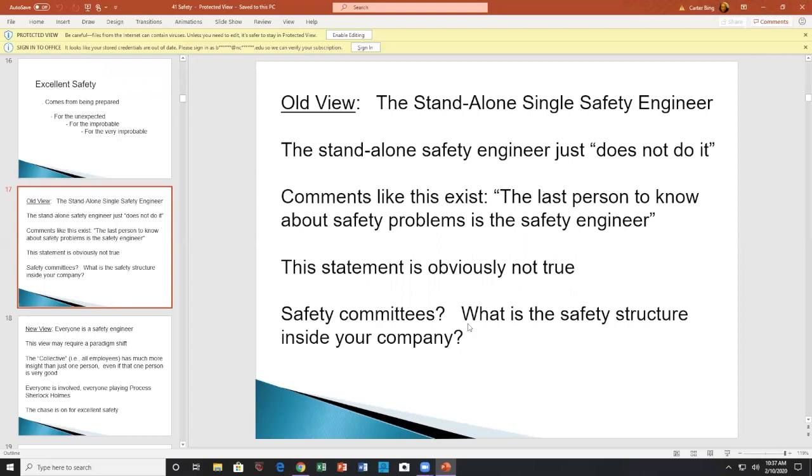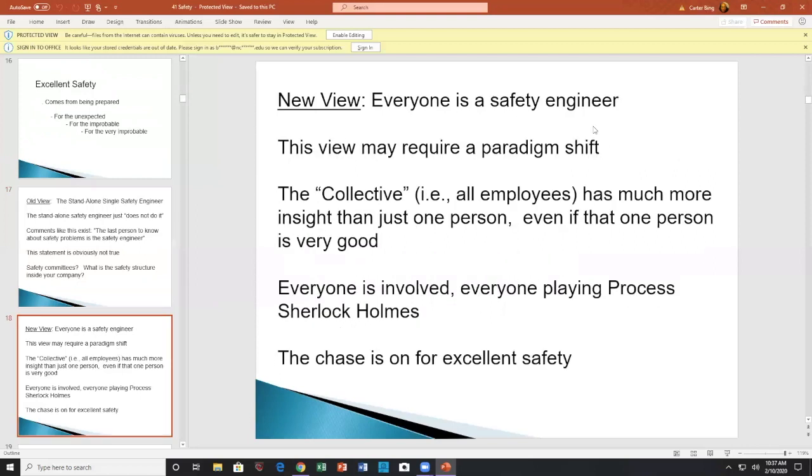Safety committees are the safety structure. What is the safety structure inside your company? Does the management listen to their engineers? The new view, everybody's a safety engineer. In some companies, this has taken place, but in other companies, perhaps not. The collective has much more insight than just one person, even if that one person is very good. Everyone's involved, everyone's playing what I call process Sherlock Holmes. So the chase is on for excellent safety.